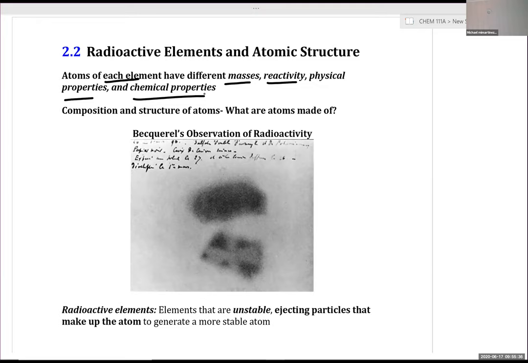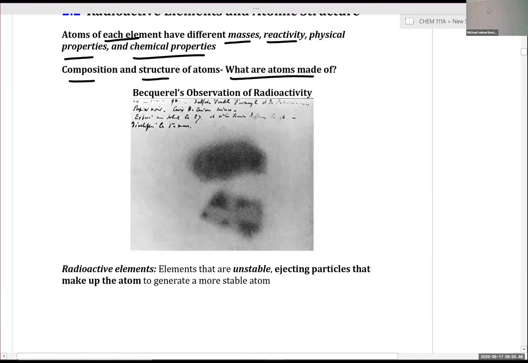There are early experiments that were focused on understanding the composition and structure of an atom, trying to figure out what atoms are made of. An important discussion to give us insight into atomic structure has to do with Becquerel's early observations of radioactivity. So what is radioactivity? What is a radioactive element? Well, radioactive elements are unstable and they eject particles that make up the atom to generate a more stable atom.